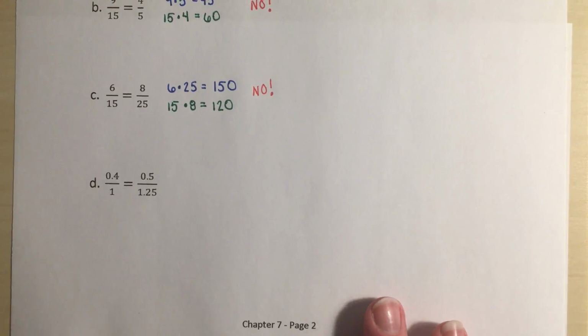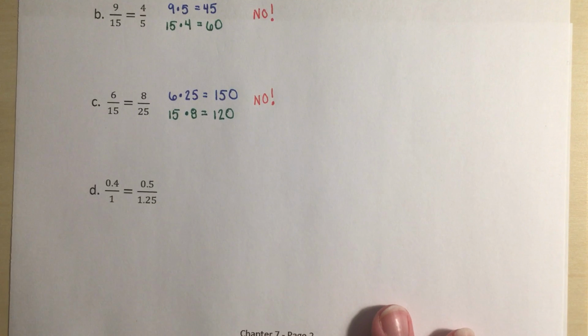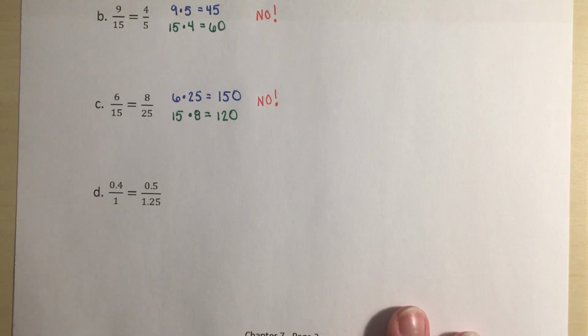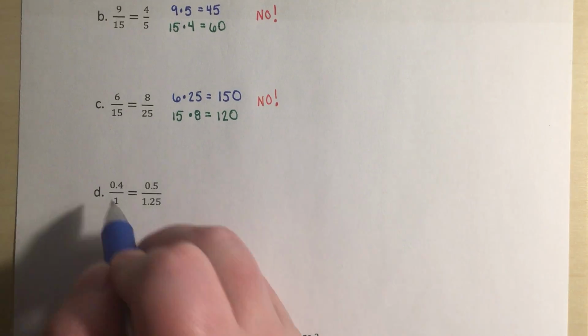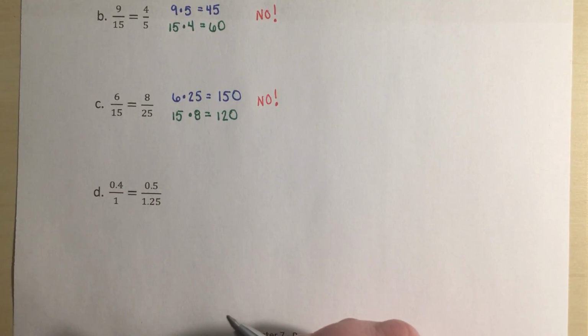All right, last but not least, I've included one with a decimal to practice. As we're working through this one, I will show the calculation right on this page, so that if you take a look at it in Moodle, you'll be able to see the calculation and all the details. All right, so we're going to start with our first cross product, and we're going to take the 0.4 times 1.25.